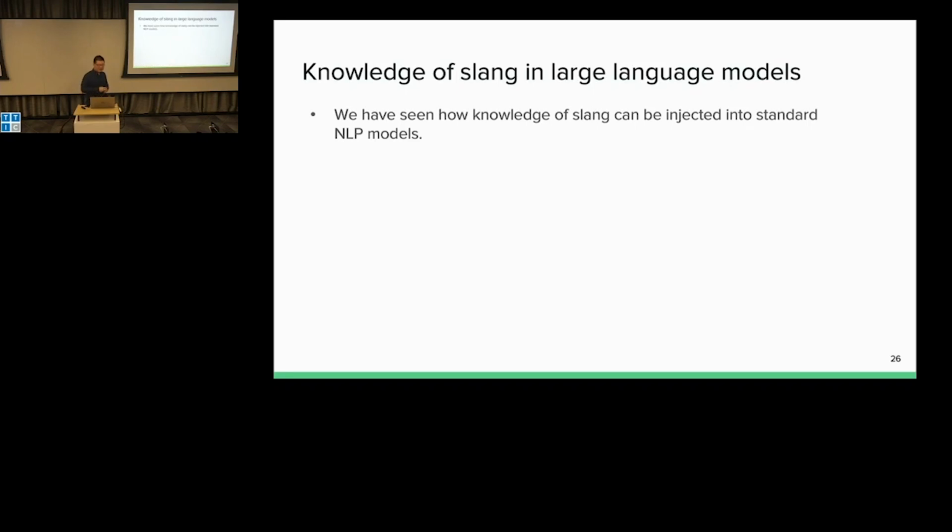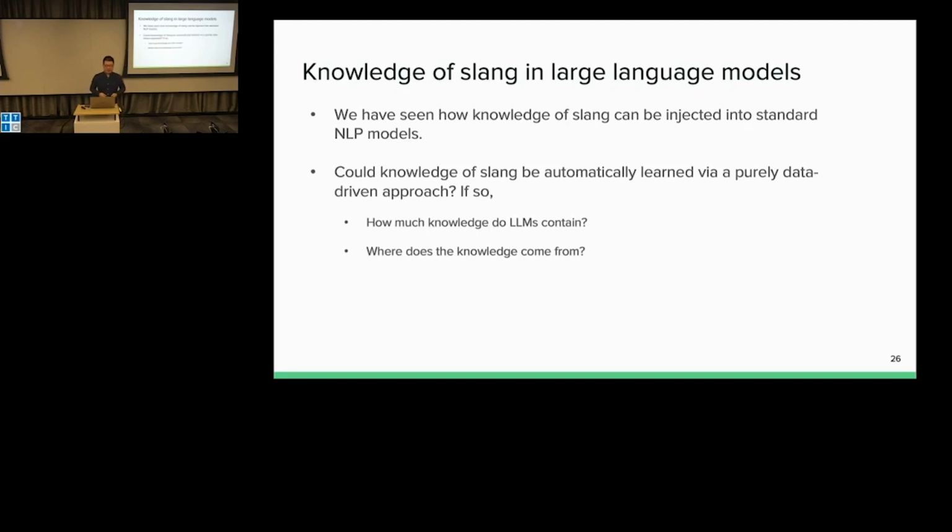Now let's turn the page and talk more about the kinds of knowledge that we have in large language models about slang. In this case, we're not really injecting specific knowledge into these models. We're just hopeful that by training on enough data, the knowledge about these specific varieties of language would emerge from the training process. The kinds of questions we want to ask here are: can this knowledge be automatically learned? And if so, how much knowledge do these large language models actually contain, and where does this knowledge possibly come from?